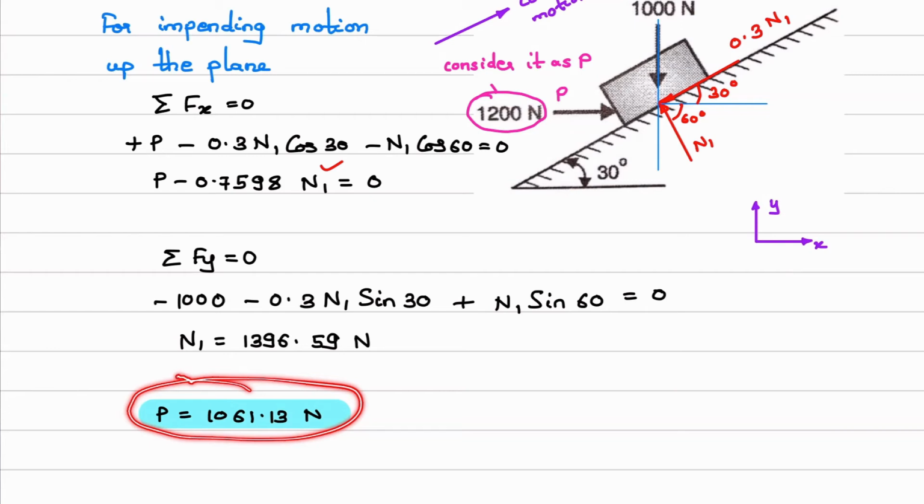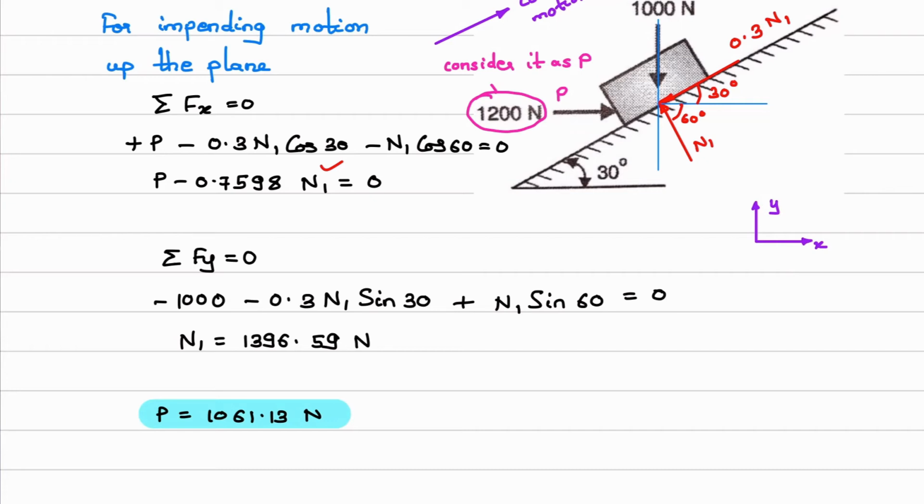Okay, to calculate P max. Now since the given P is greater than the calculated P for impending motion up the plane, when we apply 1200 Newton, the block will move up the slope. Okay, now just to help you understand the second case, I'll give you the example of the second case.